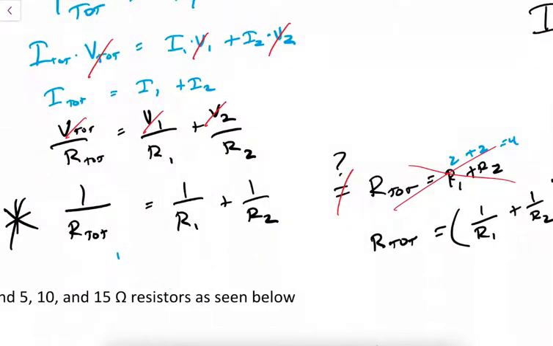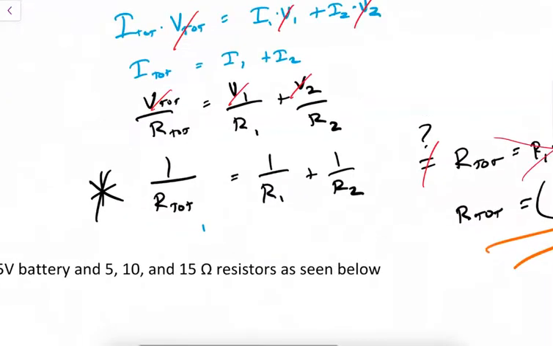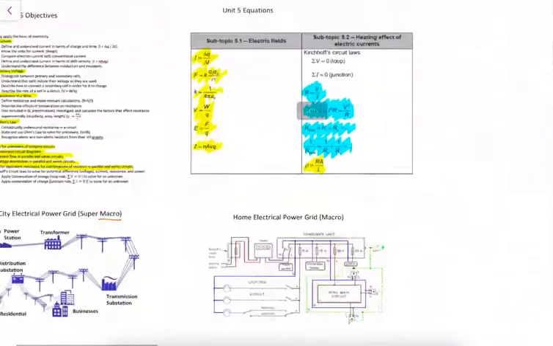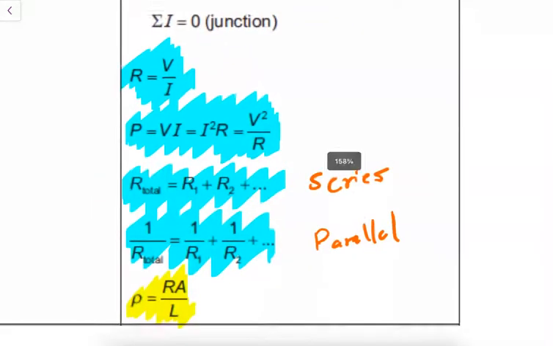Okay, so we still want that. This is our relationship, but this is the one that's in our data booklet, going back to here. There we go. Here are our two equations, where this is for series and this is for parallel.